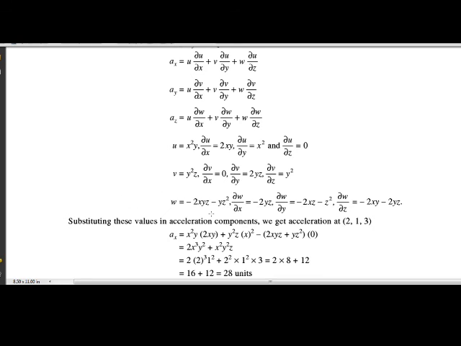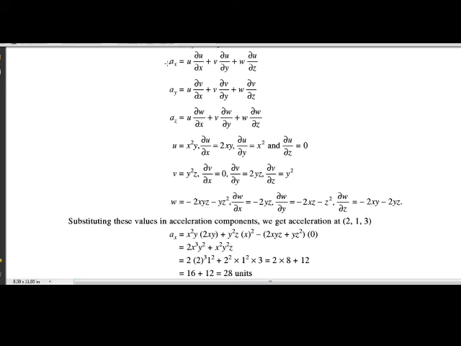They have given the equation for this. So we have to differentiate this velocity equation with respect to x, y and z coordinates. So ∂w/∂x = −2yz, ∂w/∂y = −2xz − z², and ∂w/∂z = −2xy − 2z. So up to here we have calculated all these values. Now we have to put these in the above equations.